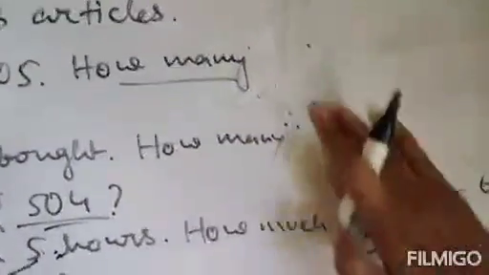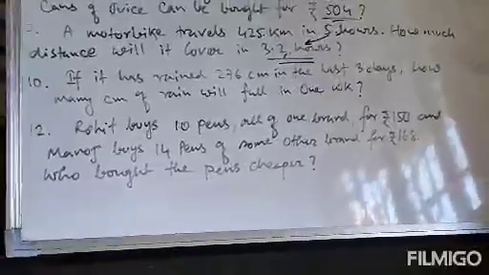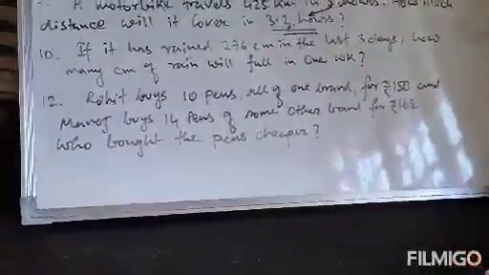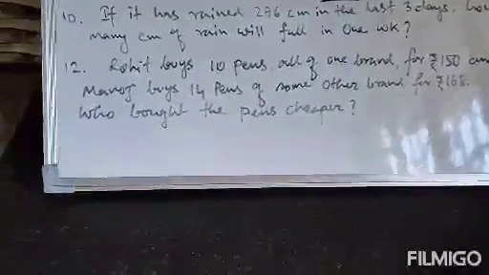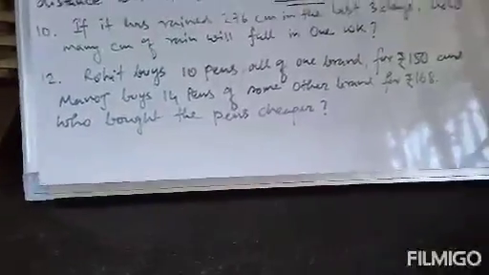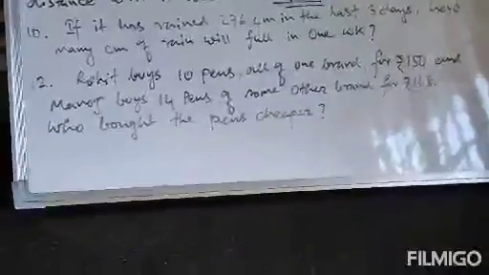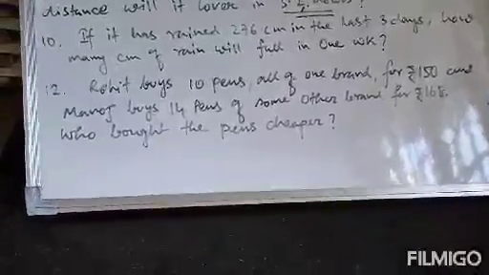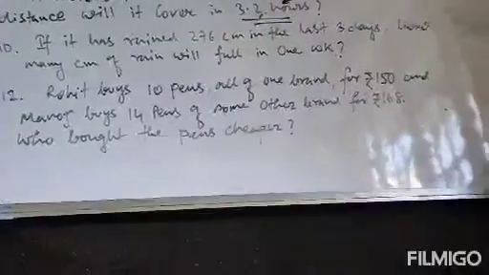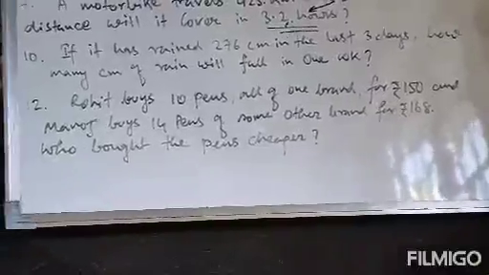Next, last question. Question number 12. Question number 12 says, Rohit buys 10 pens, all of one brand, for rupees 150, and Manoj buys 14 pens of some other brand for rupees 168. Who bought the pens cheaper? That means there are two friends, Rohit and Manoj, and they both buy pens. Now the question is, who bought the pens cheaper?